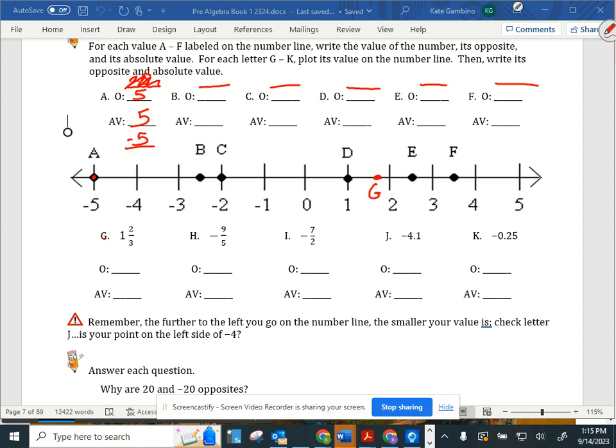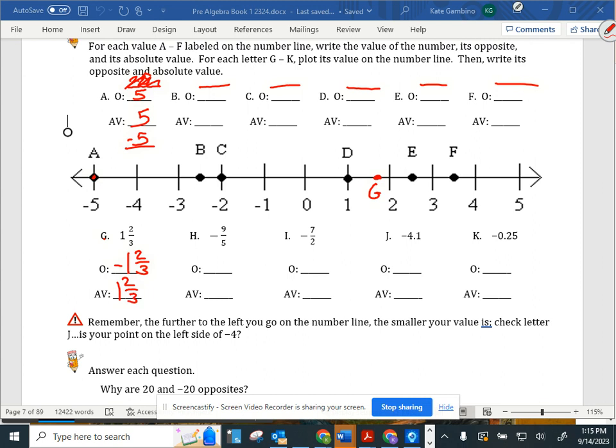Now I have to say its opposite and its absolute value. So what is the opposite of 1 2/3? Madden? Negative 1 2/3. And what would its absolute value be? Lucas? 1 2/3.